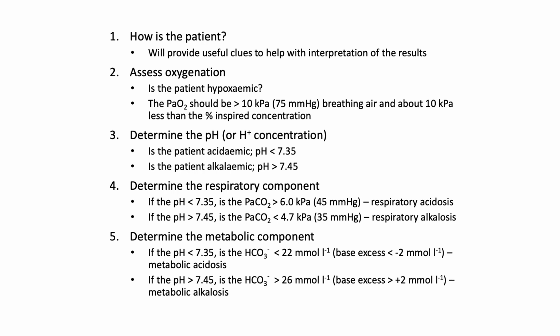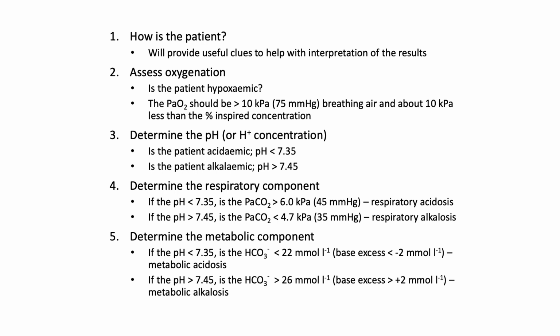Then you look at the blood gas itself and you look at the pH. It'll usually be at the top of the blood gas and will give you an idea about whether or not the patient is acidotic or alkalotic. If the pH is less than 7.35, it's an acidosis. If it's more than 7.45, it's an alkalosis, and anything in between is normal.